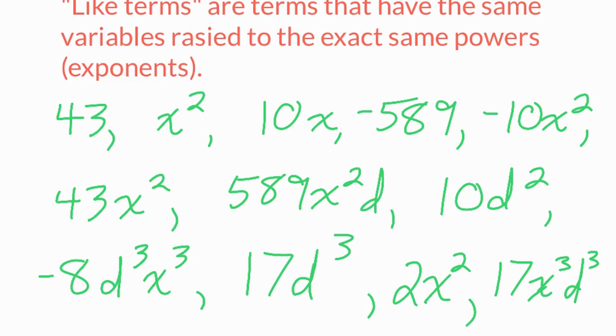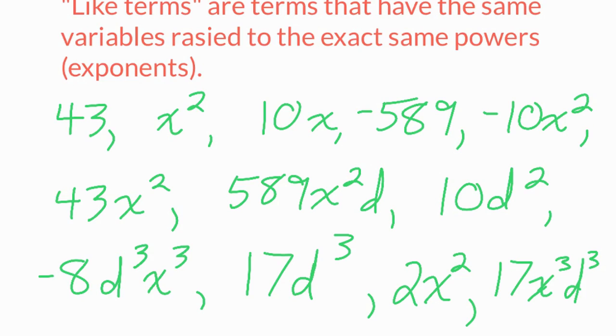Like terms are terms that have the same variables raised to the exact same powers. So I wrote a bunch of terms out. In this case, I just separated all of the terms with commas. So this is not one long expression. In an expression, the terms would be separated by plus signs or minus signs. I just have a bunch of separate terms here. They're not in an expression, and each term is separated from the next one by a comma.